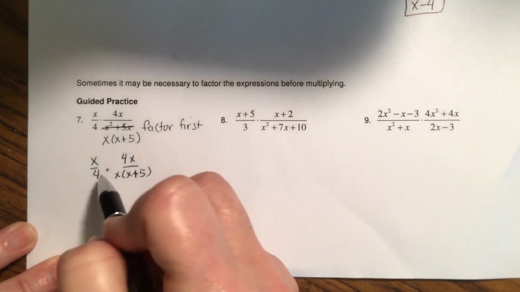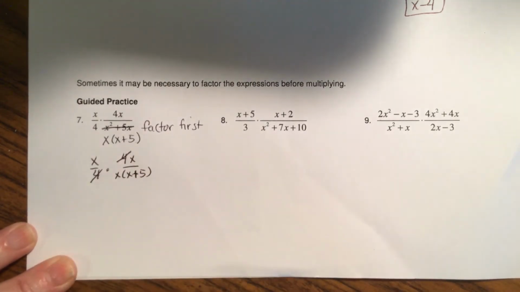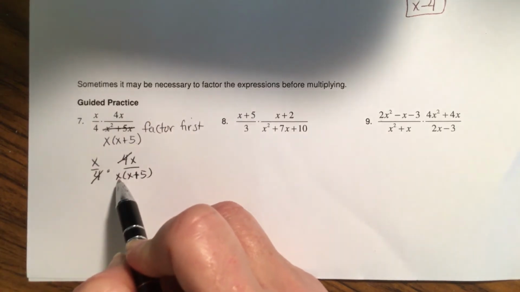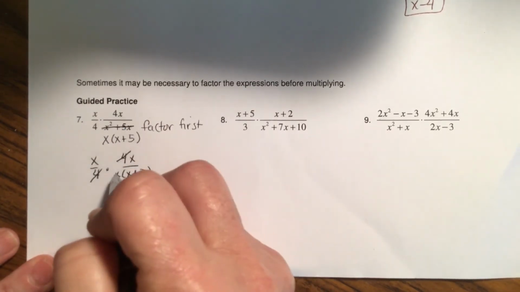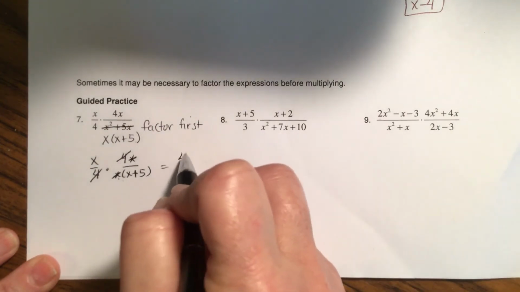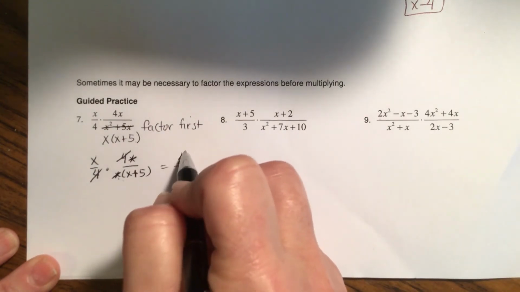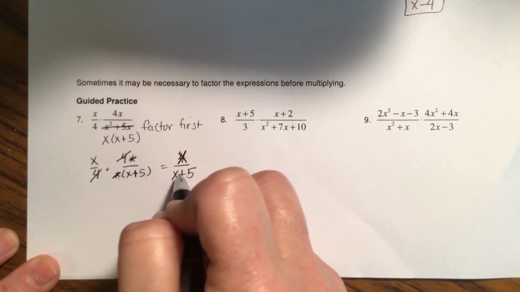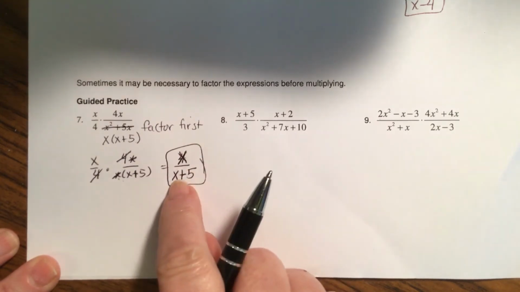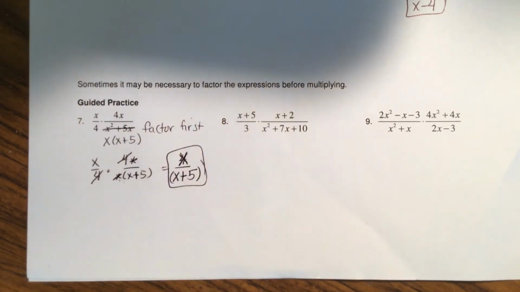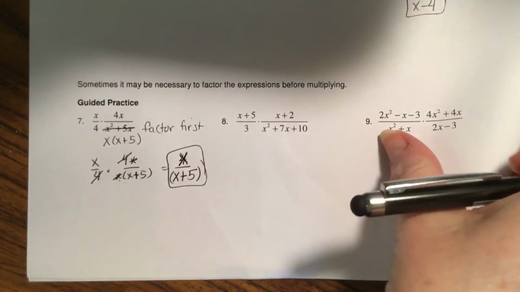Now we can simplify. The 4s cancel top and bottom. This x is going to cancel with one of these, not both of them. It's only going to cancel with one. So we're left with an x on top and an x plus 5 on bottom. You cannot cancel these x's because remember, this is stuck together. So we can't do anything with that. We have to leave it.